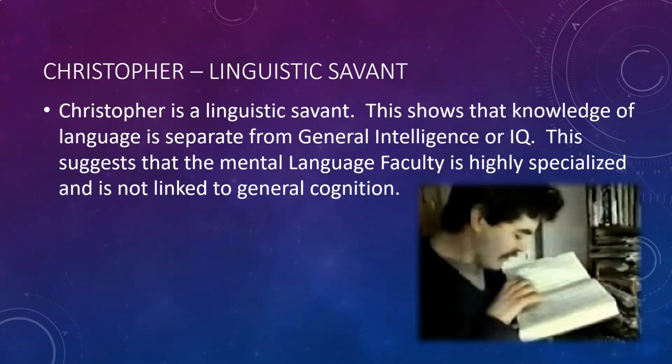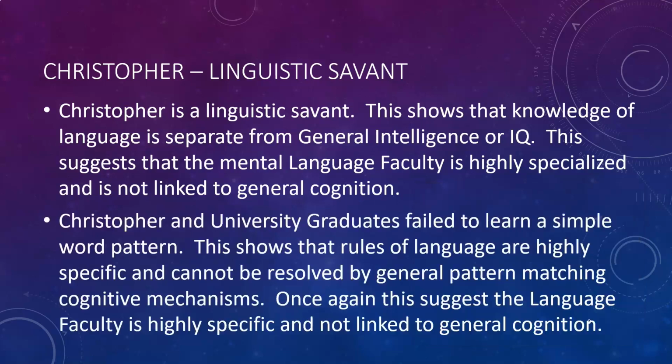So Christopher is an interesting case because his language faculty is really well developed, but his general intelligence is not particularly strong. Incidentally, this shows that language ability is not linked to general intelligence. Christopher has been a part of a number of experiments, mostly conducted by Professor Neil Smith from University College London. In one set of experiments, the researchers took a group of university students who are highly intelligent and set them a simple linguistic puzzle. They gave the same puzzle to Christopher.